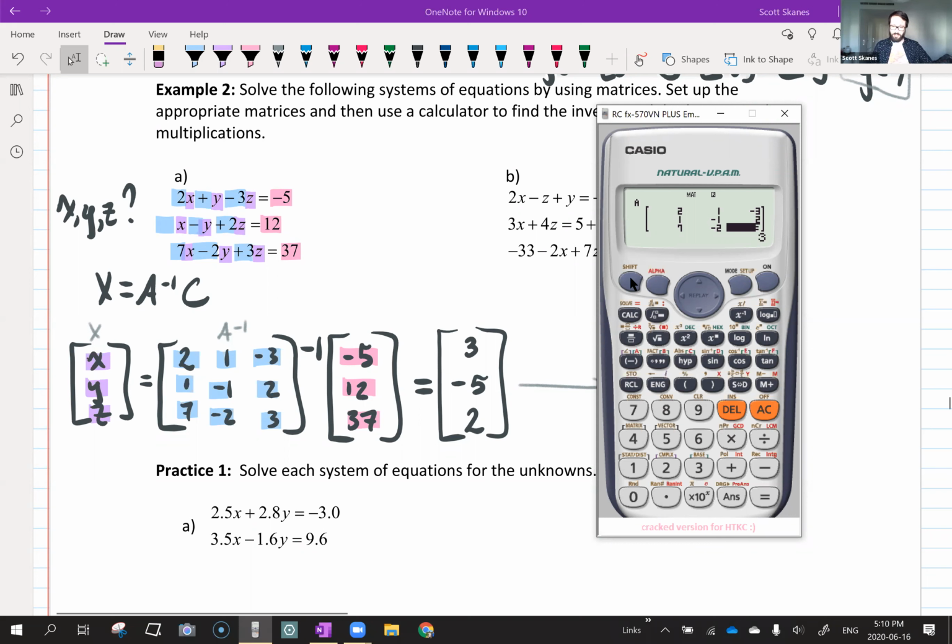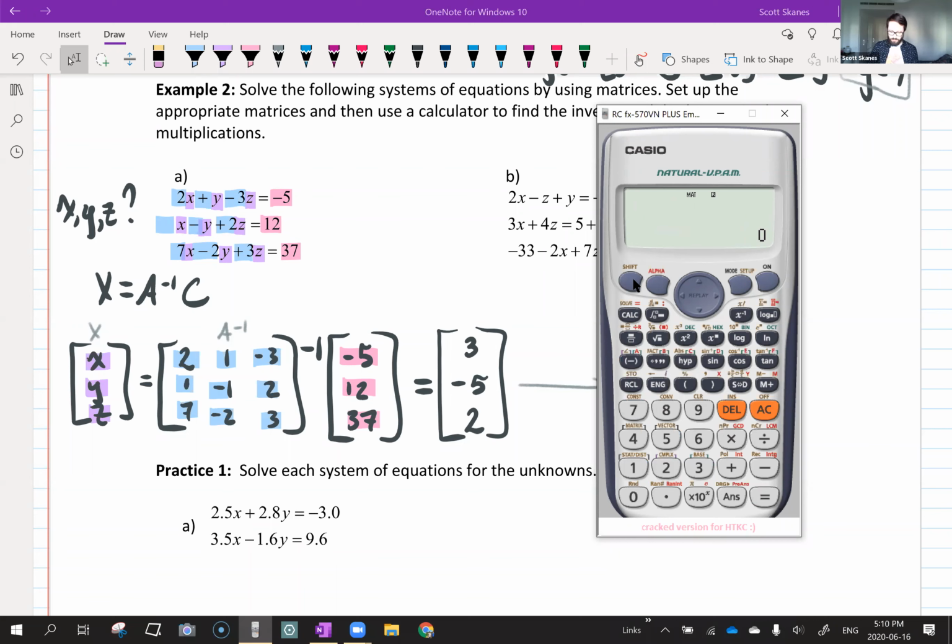I need to dimension a new matrix, which means make a new one. Go to matrices. Oh man, I forgot to save. Okay, save. Shift 4. I'm going to dimension a new matrix. Go to 1. I'll go to 3 because I like it to be called C. This is a 3 by 1. Put in a -5, a 12, and a 37. That's my C. I'm going to save that.